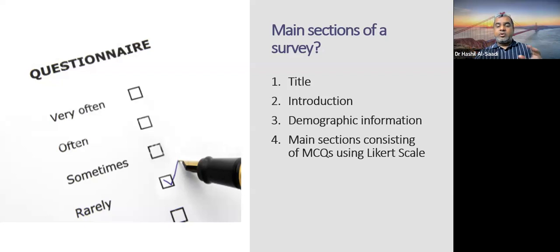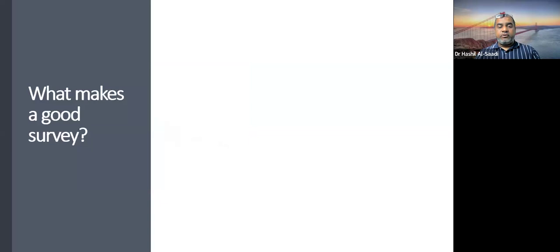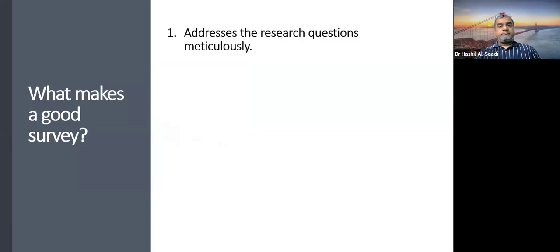Okay. And then comes the main questions. These can be MCQs or multiple choice questions or on a scale. Okay, like Likert scale. Like agree, disagree. All right. So you'll have all those questions, and then you can have open-ended questions, which is optional. So these are the main sections of a survey. Okay. But what makes a good survey?